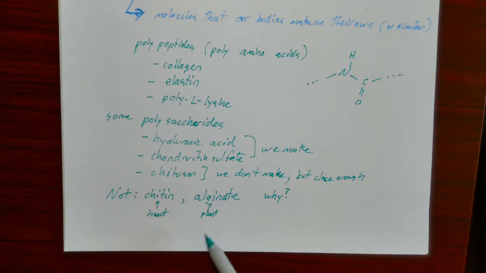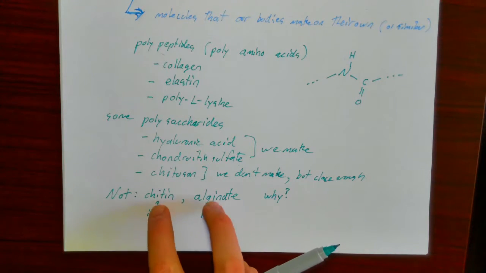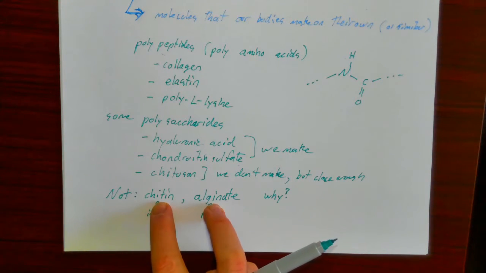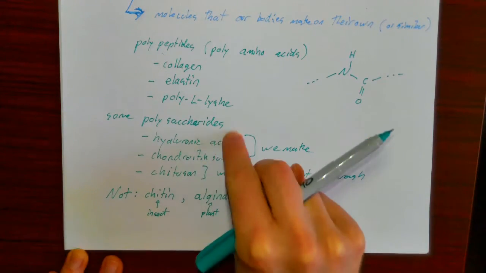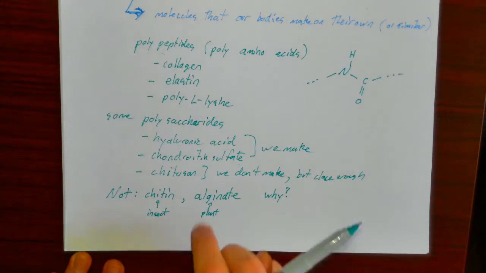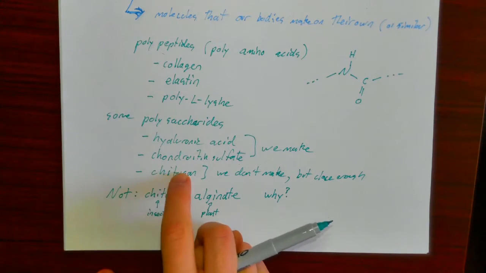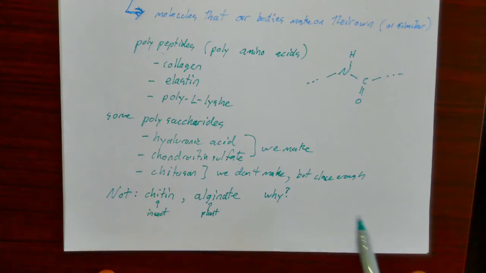And the same with alginate. I got enough calories from whatever other plants I was eating that my body didn't need to break down alginate. So basically, there was never enough of an evolutionary advantage for us to evolve enzymes to break these down. Whereas with these things that our body makes by itself, we need enzymes to break these down. And then sometimes you just get lucky and your existing enzymes can break down some things like this.